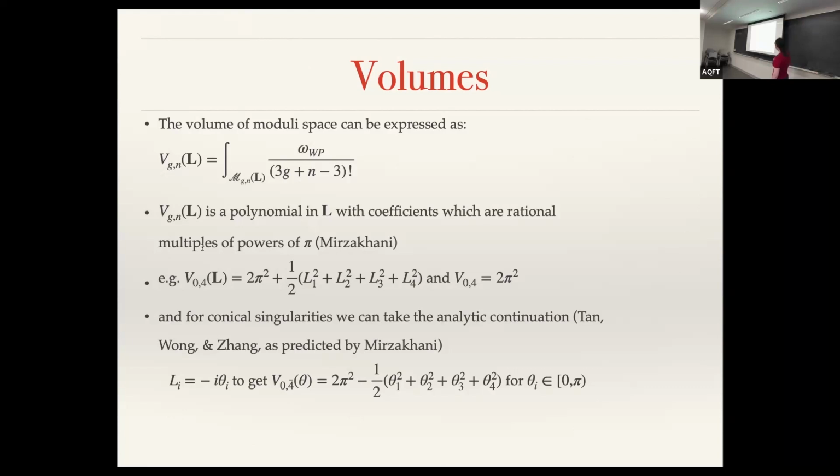Even in her original paper, Mirzakhani predicted the following fact: in the case where the conical defects lie in this parameter range, you can take a simple analytic continuation of this volume polynomial to get the volume of the moduli space of Riemann surfaces with cone points instead of geodesic boundaries. This was eventually proven by these authors, if I understand correctly.